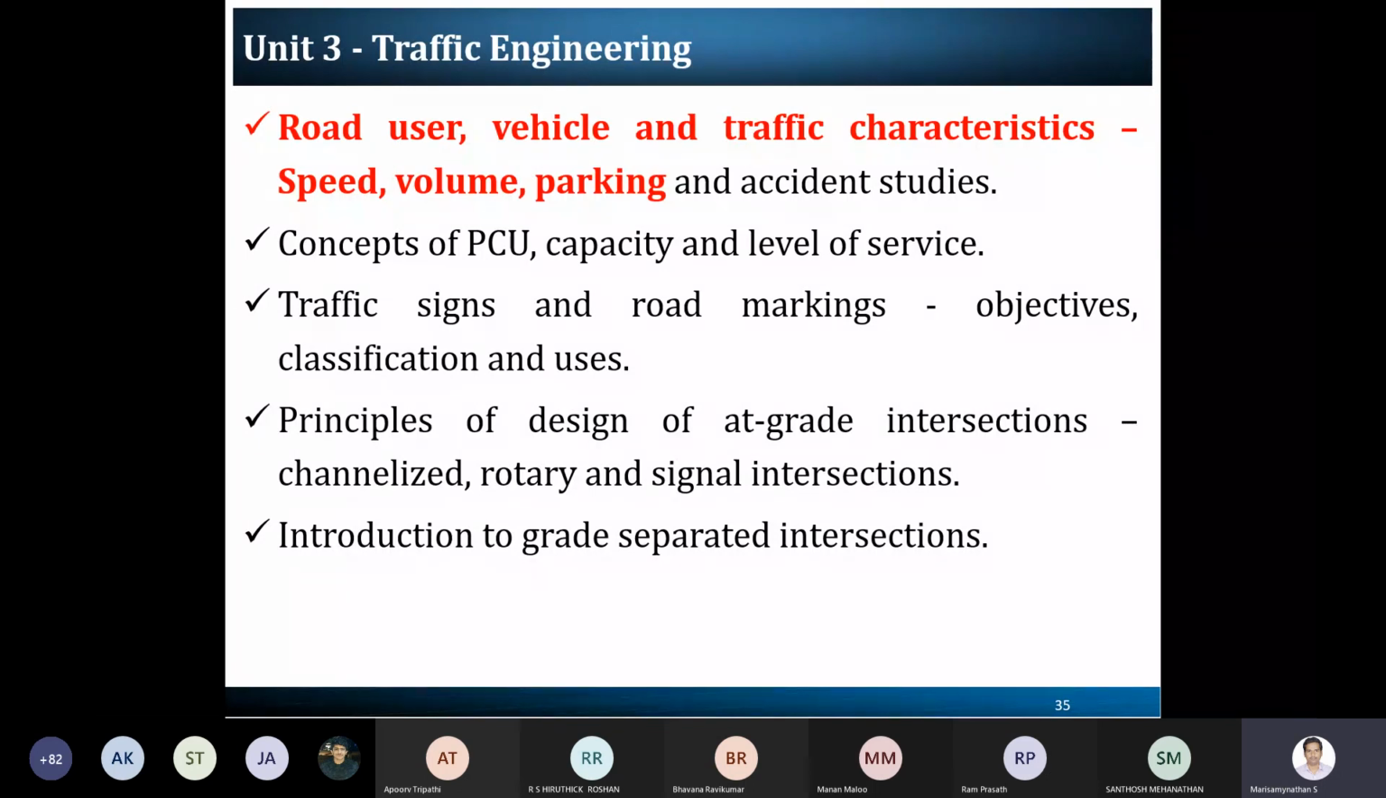So this is the content about speed. In tomorrow's class we will study parking and accidents. Any doubt from today's session, students?